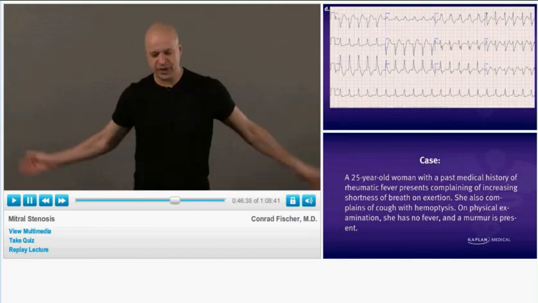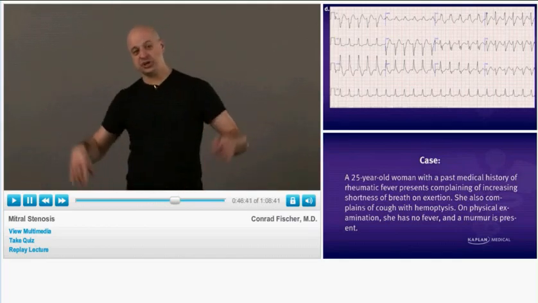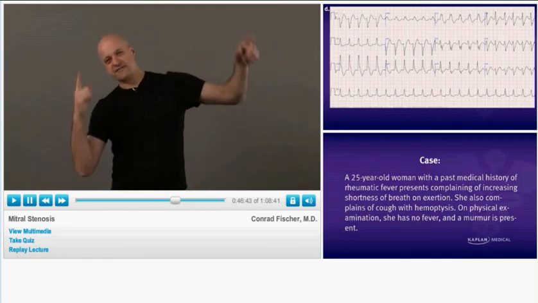Chest pain, shortness of breath, hypotension, confusion means you're not getting enough perfusion.